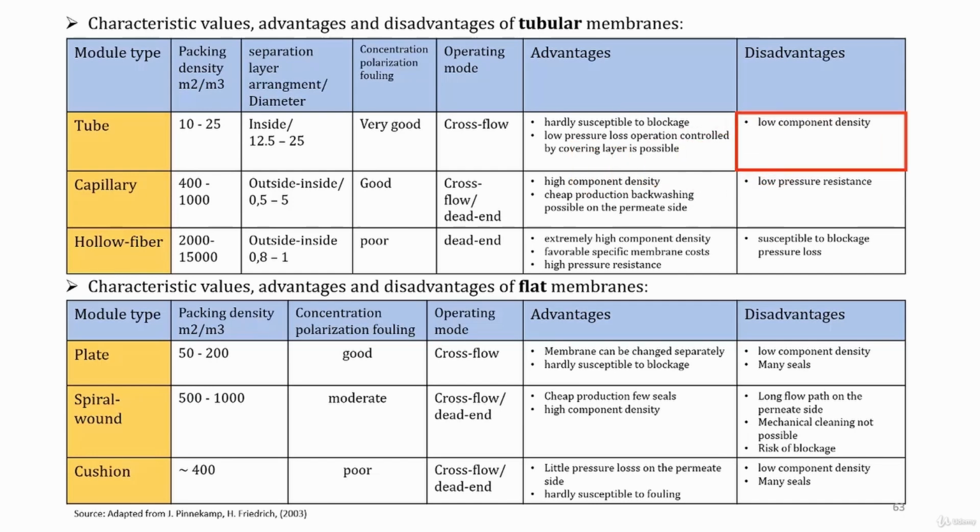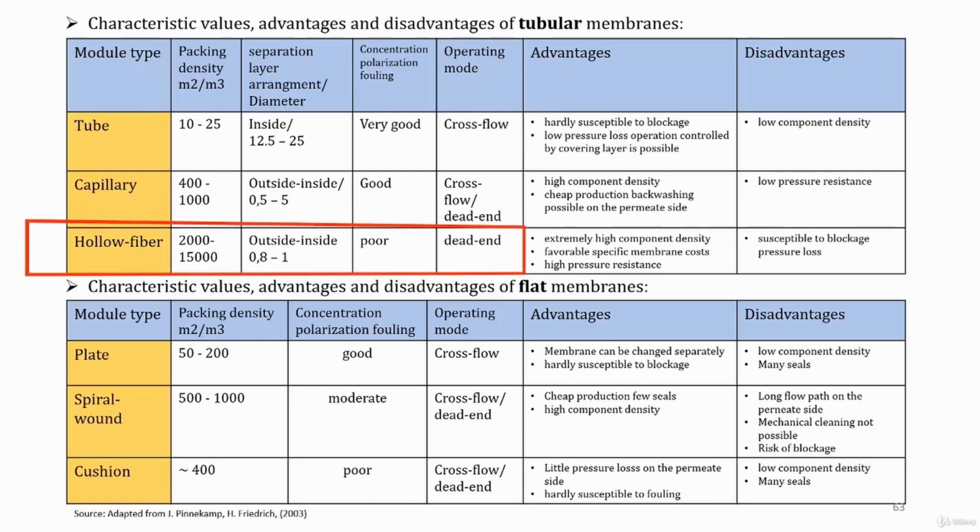In this group, the tube module has the lowest packing density, which is the main disadvantage for this module. The arrangement of the separation layer is inside, with the largest diameter and cross-flow operating mode. Some of the advantages are that it is hardly susceptible to blockage, and low pressure loss operation controlled by a covering layer is possible.